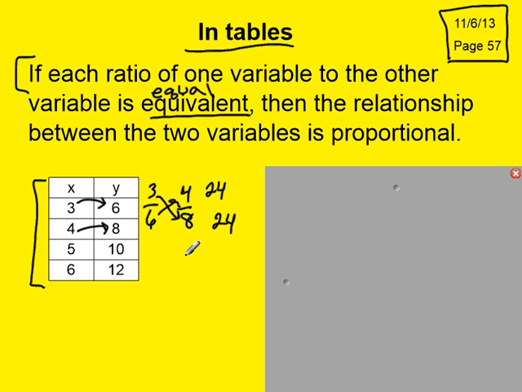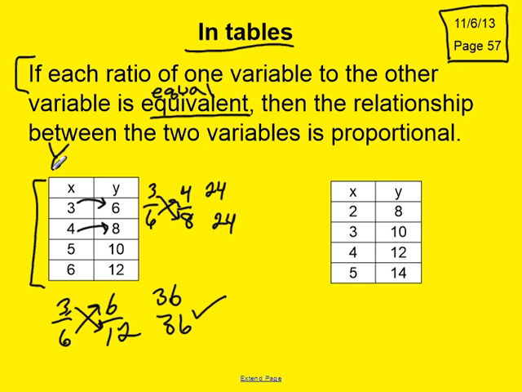It's not a bad idea to try this with some of the other numbers in your table just to double check that all of them are proportional. So let's try 3 to 6 and how about 6 to 12? Cross products gives me 36 and 36. So yep, that is proportional as well.